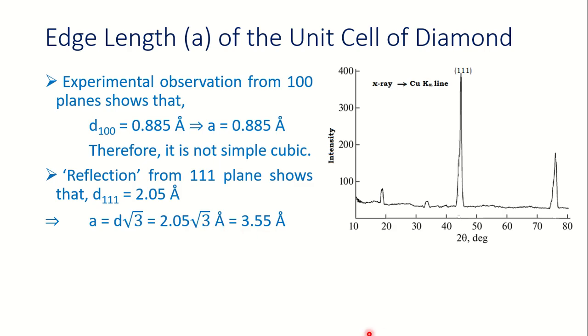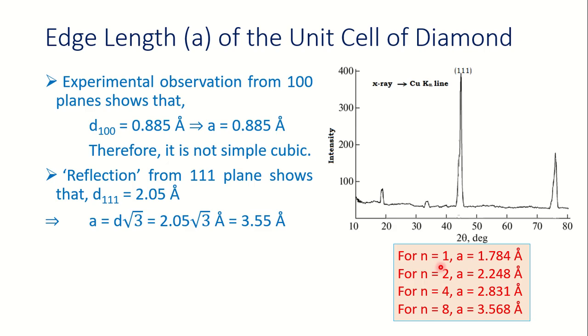Now recall the table for different values. N equals 1, 1.784. Okay, so this one was 0.885, so this is much less than 1.784. So definitely it was not simple cubic. And here it matches with this one. 3.568 is close to 3.55.